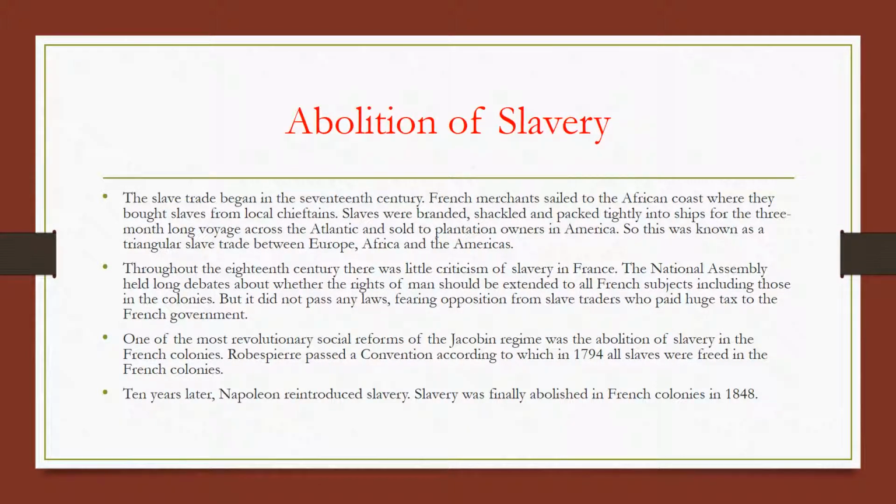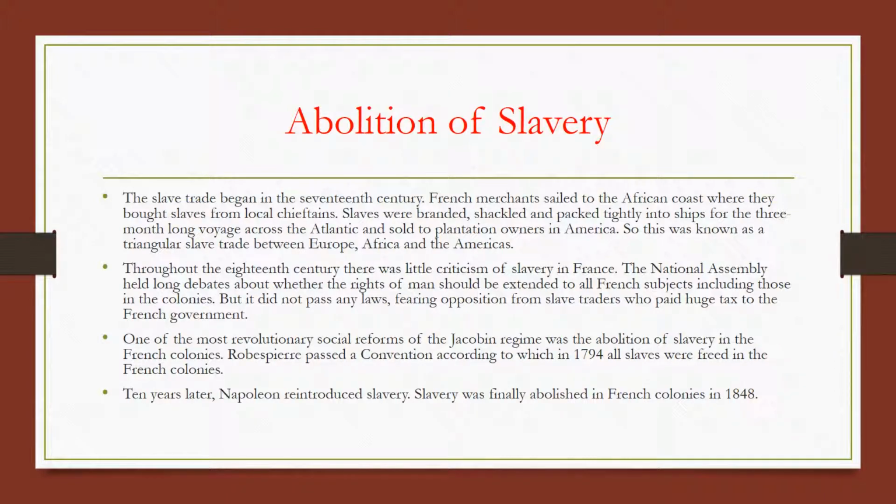Throughout the 18th century there was little criticism of slavery in France. The National Assembly held long debates about whether the rights of man should be extended to all French subjects, including those in the colonies. But it did not pass any laws, fearing opposition from slave traders who paid huge taxes to the French government.